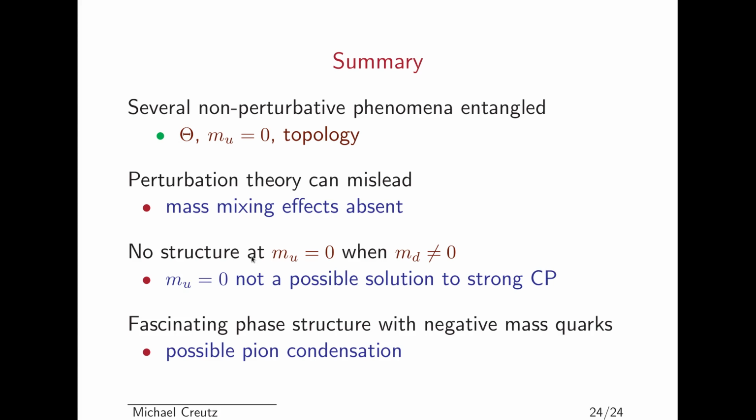The fact that there's no structure at mu equals 0 with md not equal to 0 means it's very difficult to define mu equals 0. And since it's not defined, how can it be a possible solution to the strong CP problem? And finally, I've been trying to argue that there's really a very fascinating phase structure when you go into the negative mass quark region with this possible pion condensation.